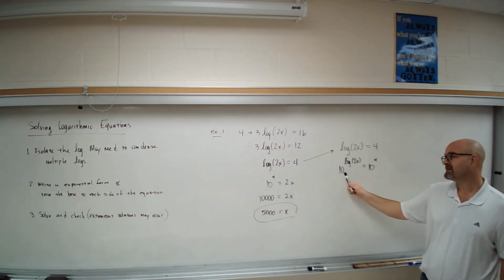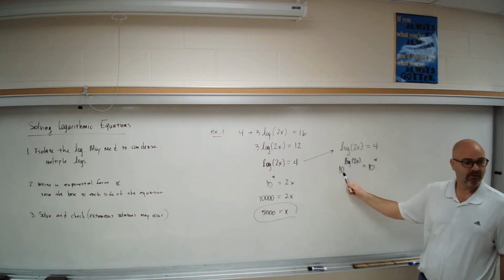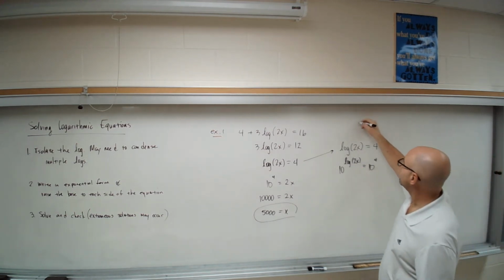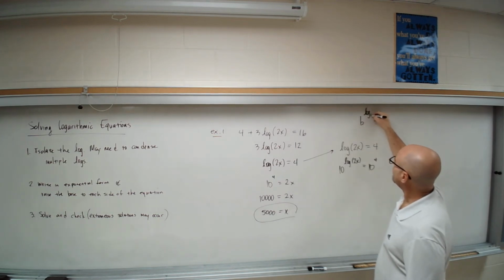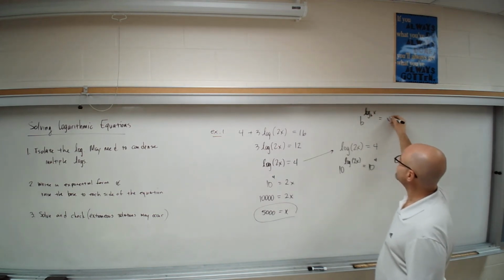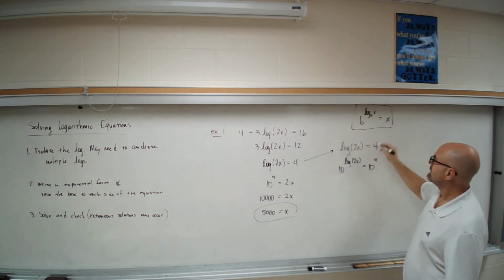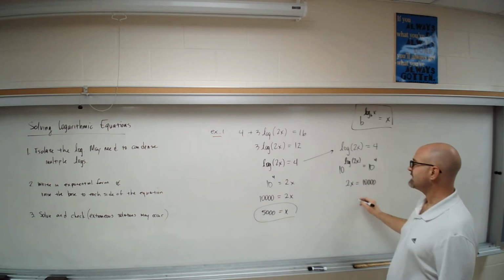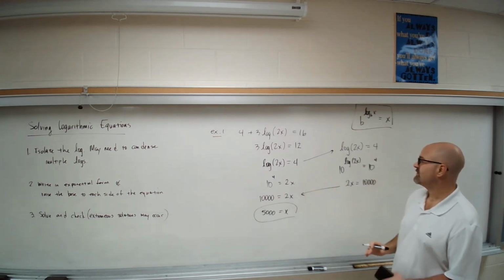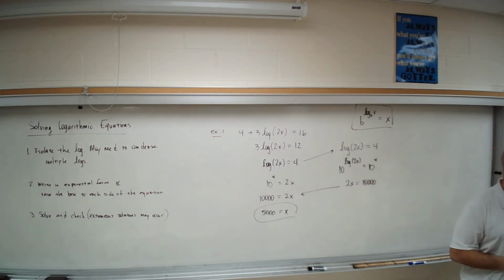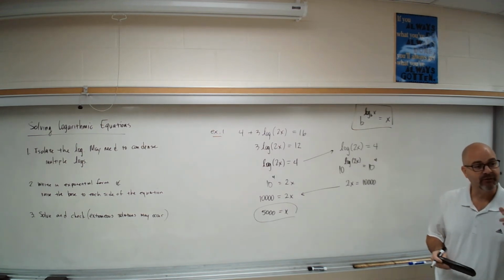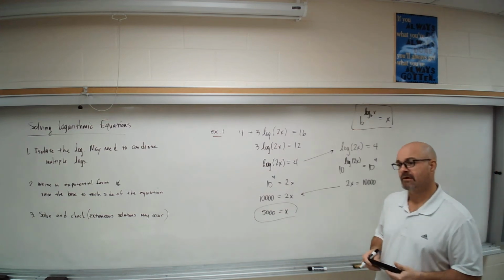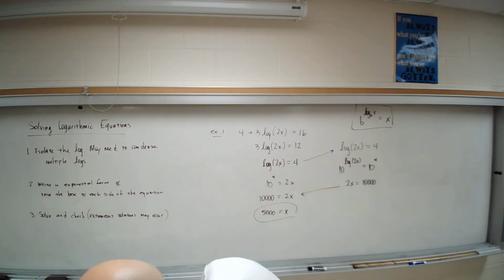But we know that if you have 10 raised to a common log, this was one of our properties, those would cancel. The property being if you have b to the log base b of x, it just gives you x. So this would just give us 2x equals 10,000. So it's just a different way of thinking about it. But if you tend to make mistakes switching forms, that might be something that's really helpful for you.